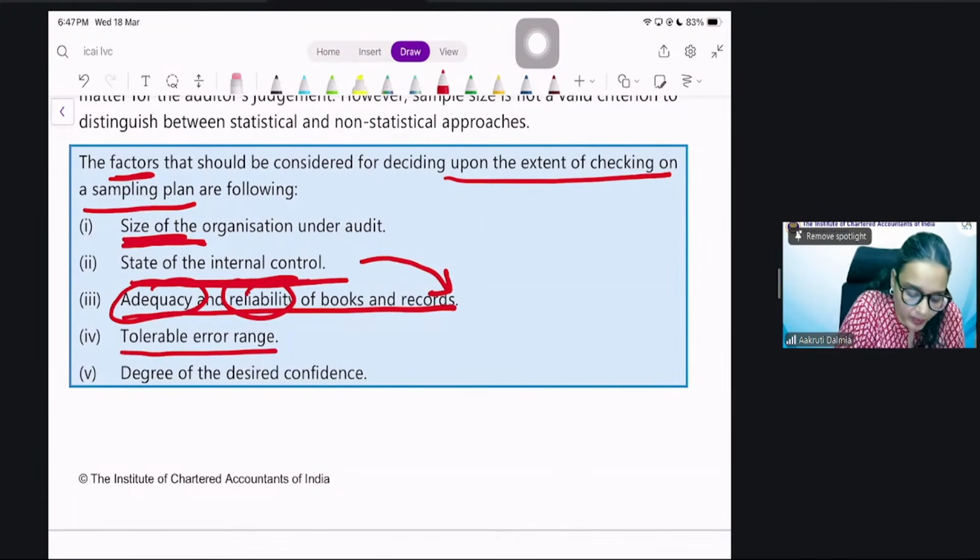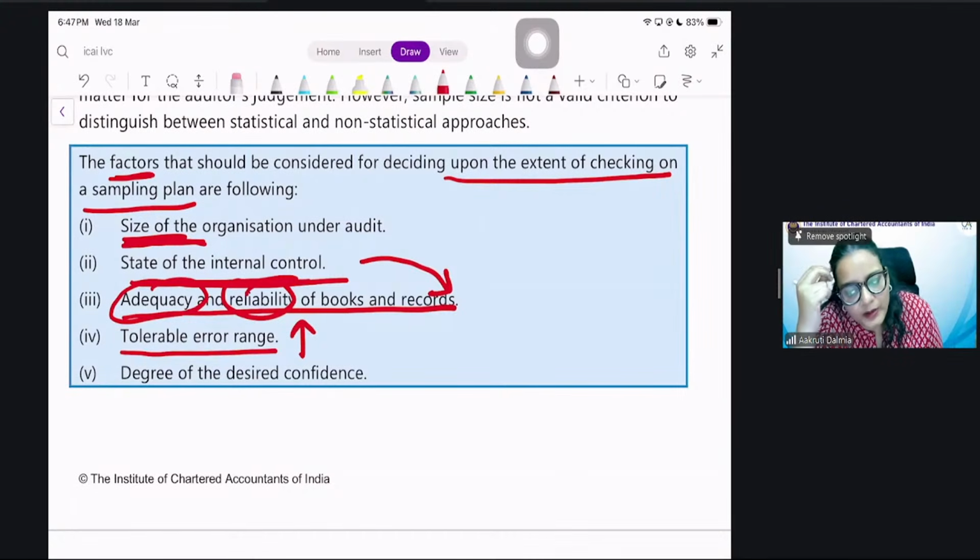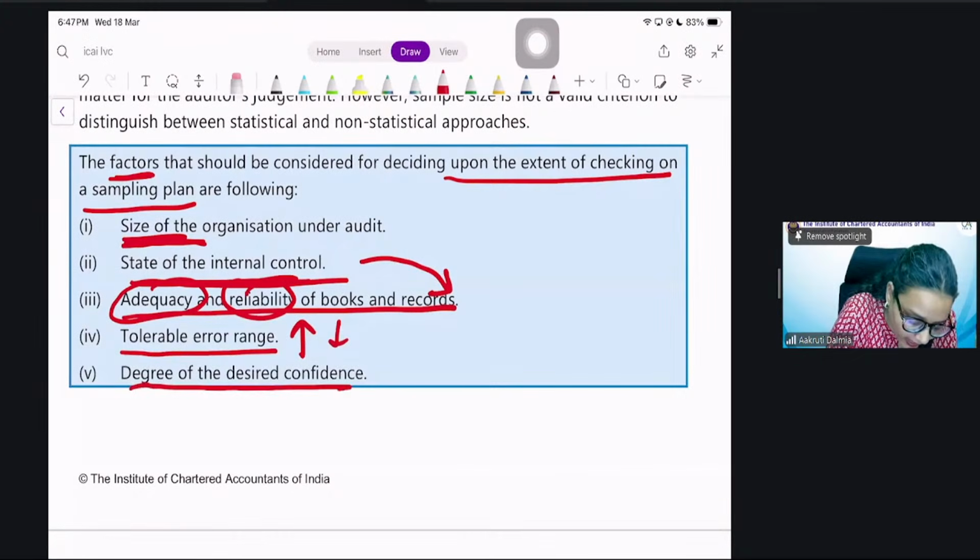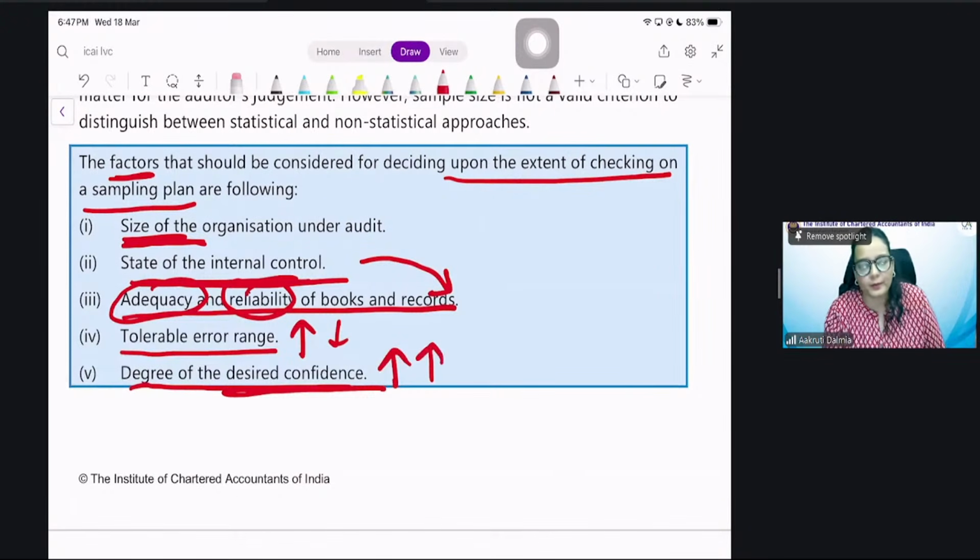Tolerable error range. If my tolerable error range is very high, my extent of checking will be less or more? If my tolerable range is very high, my extent of checking will be high or low? Low, very good. If my degree of desired confidence is very high, then extent of sampling checking will be high or low? If my degree of desired confidence, मुझे बहुत high level का confidence चाहिए. I need a very high level of confidence. Then of course my sampling will also be high.